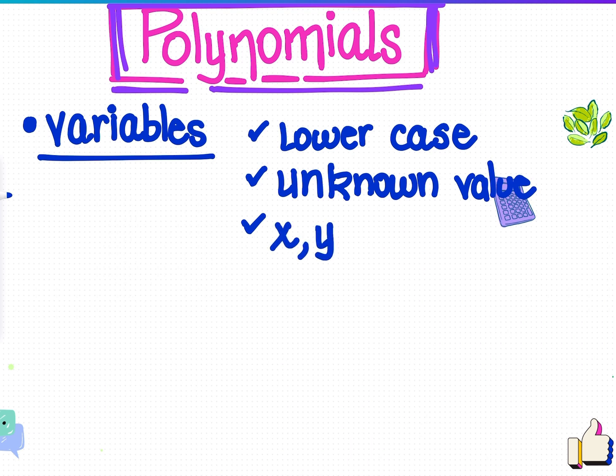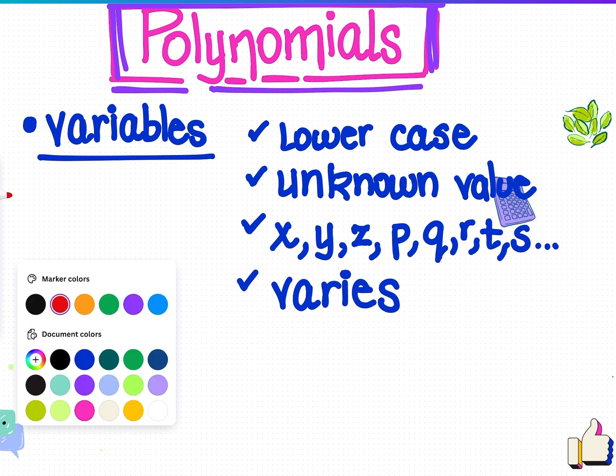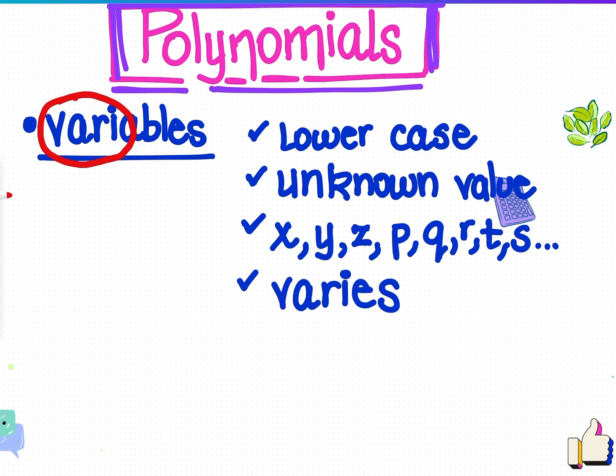The next one is, what could be the different lowercase variables? As you know, in our English alphabet, there are 26 letters. So they can take up any of the 26 letters from the English alphabet, X, Y, Z, P, Q, R, T, S being some common ones. Now, the other thing that is important to know about variables is that the value of the variable varies in every question, and hence the name variable. So I would like for you to now circle the word vary in it. That will help you remember that the value of the variable varies with every question that you solve.